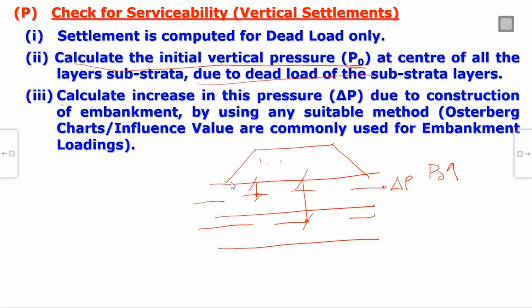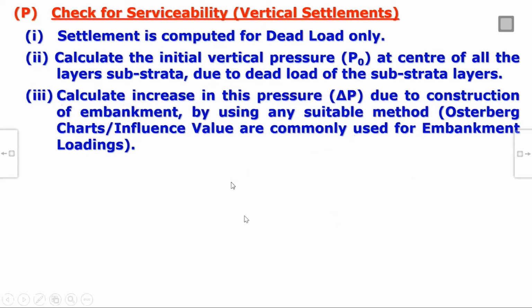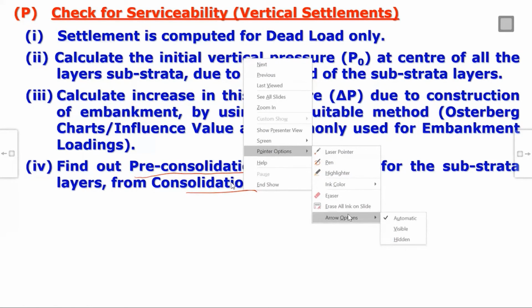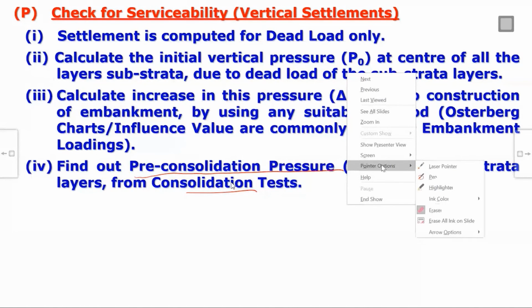So calculate the increase in this pressure, delta P, due to construction of the embankment, and for that there are various methods like Newmark's chart, but the most common method used for embankments is the Osterberg chart, which gives you some influence value for embankment loading. There you have to give this dimension, this center and height. Then it is very simple, this is the Osterberg method. I have put it in that spreadsheet also. So with that you can calculate delta P, and then you find out the pre-consolidation pressure, Pc, especially for clay soil in the substrata. This is done from the consolidation test or oedometer test, the Pc value, and then it is very, very simple.